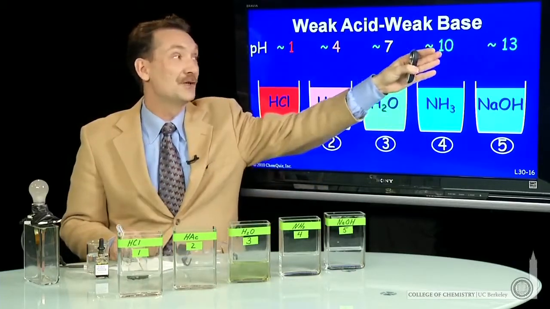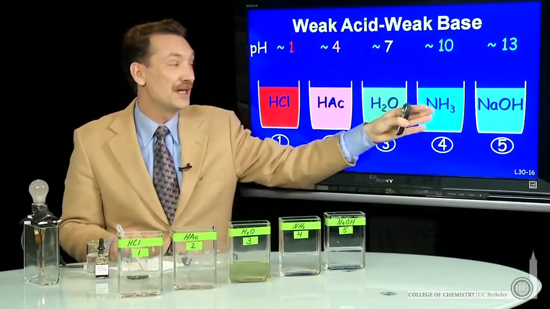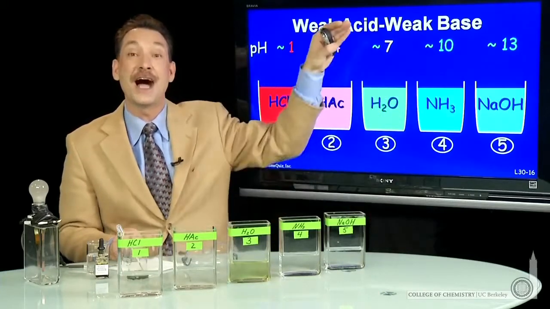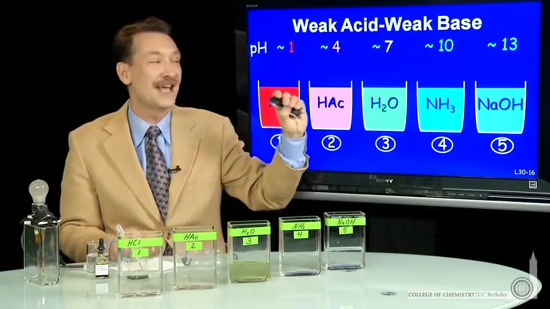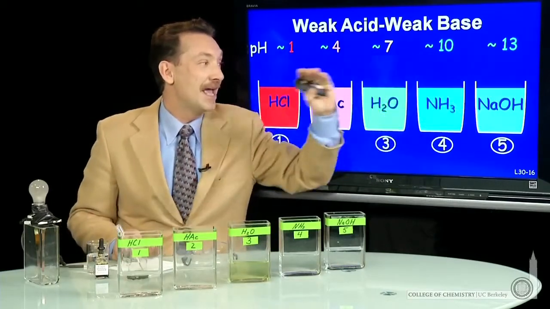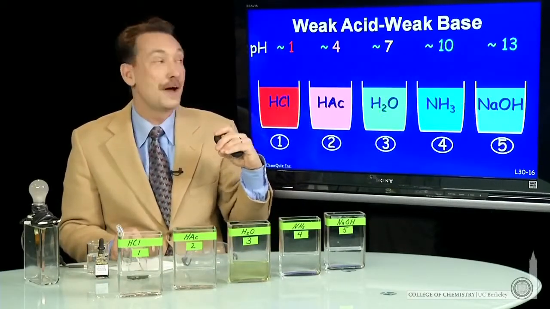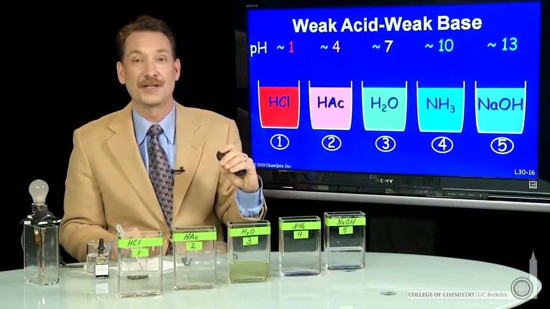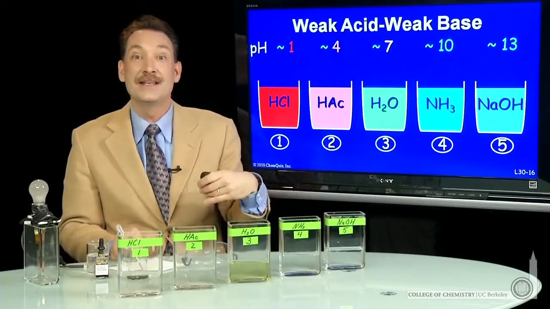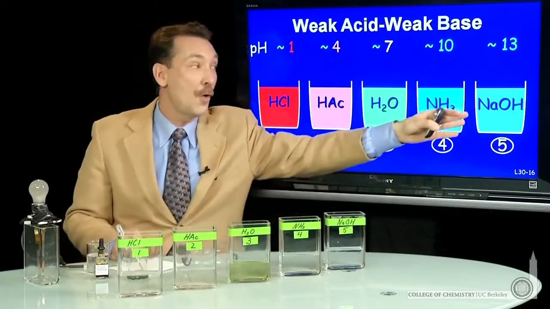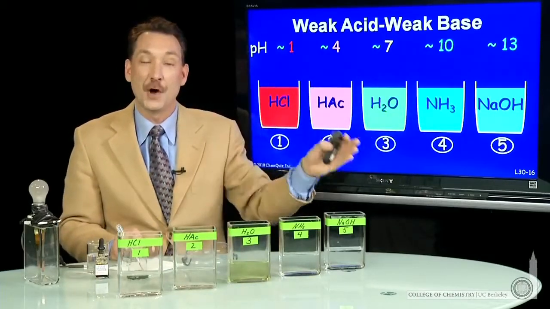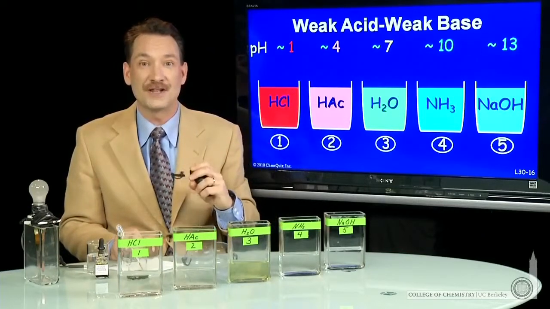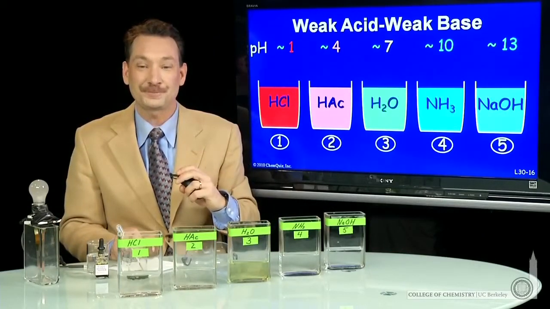NH3, now we're getting to a base, so the H3O+ concentration drops even further. So I get a higher pH, about 10 to 11, and for NaOH, 10 to the minus 13 H3O+ concentration, but 10 to the minus 1 OH minus concentration. The OH minus and the H3O+ concentrations, the product is always 10 to the minus 14 in water.